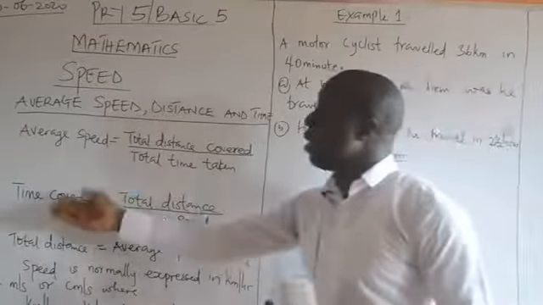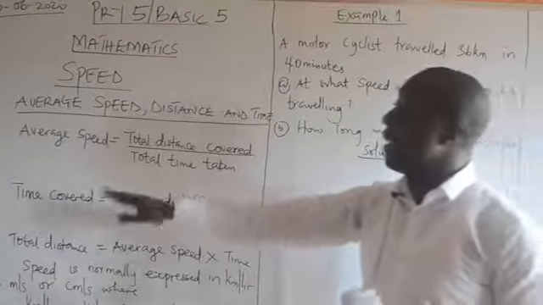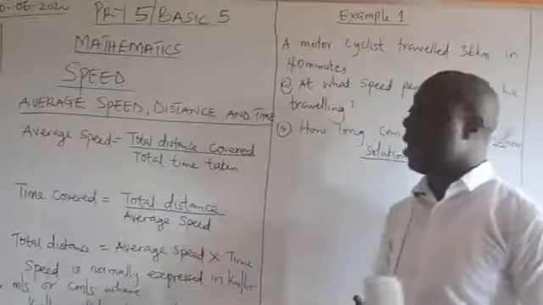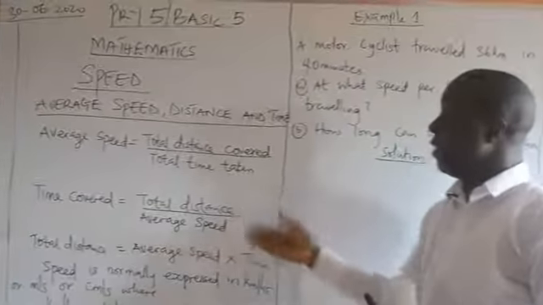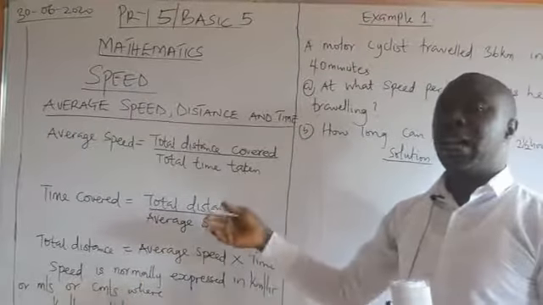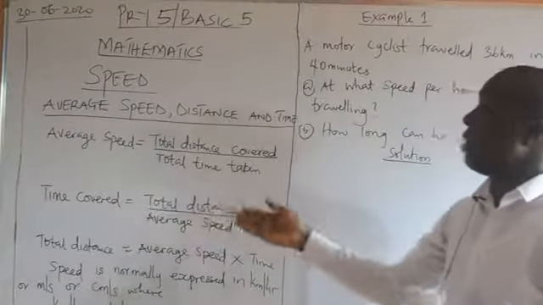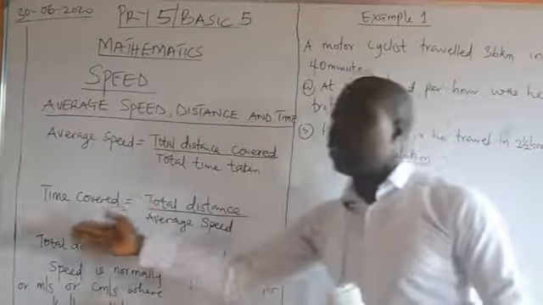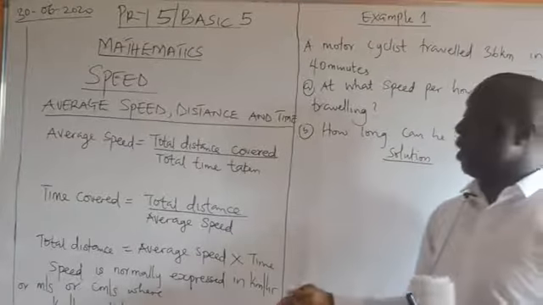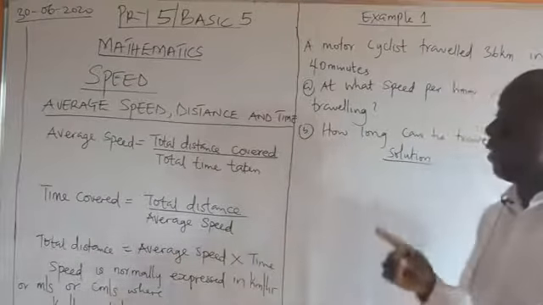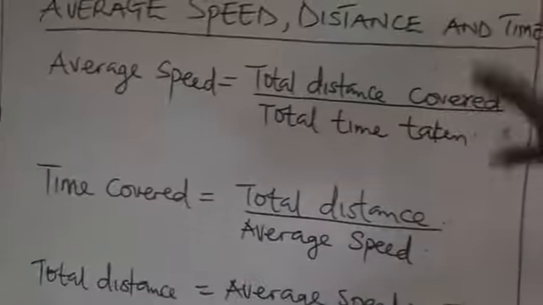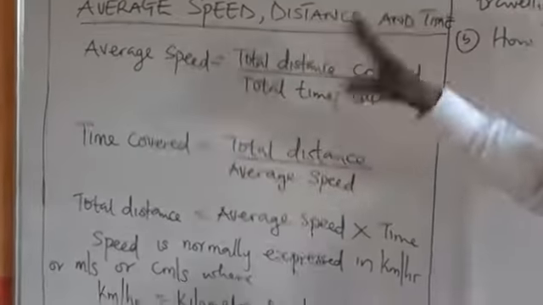Then, if you are asked to calculate the time covered, you will use this formula. Time covered is equal to total distance divided by average speed. Time can be calculated using total distance traveled over average speed, and distance can be calculated using the formula average speed times time. We'll be concentrating on these three major formulas in calculating speed.